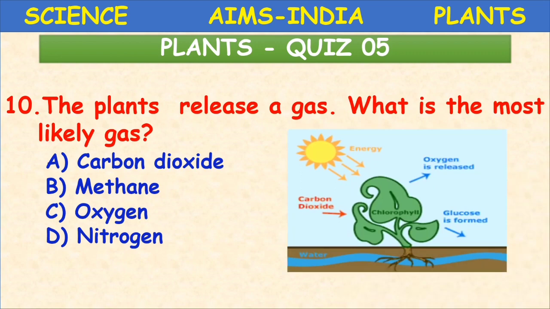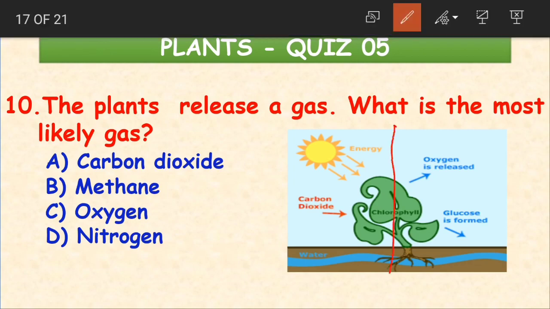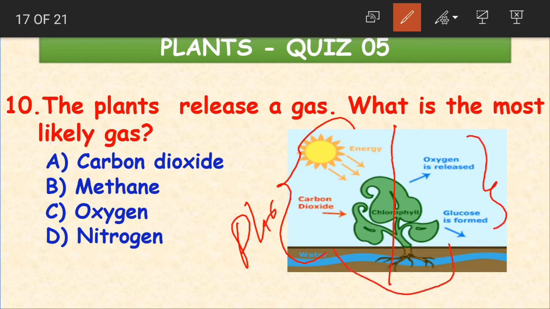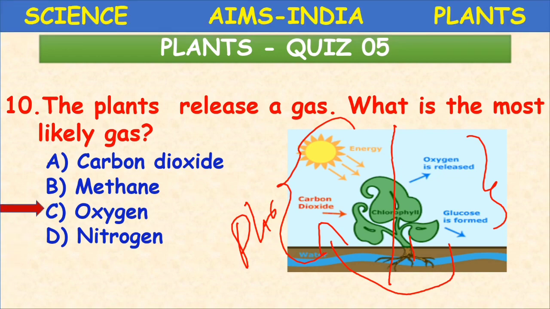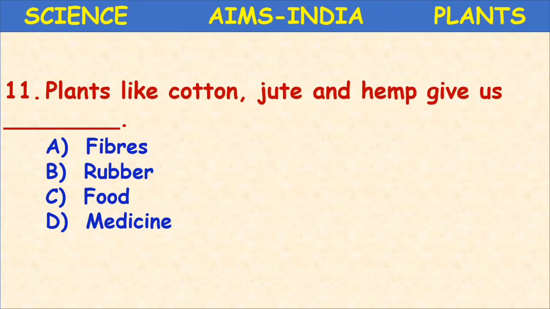Oxygen is released, glucose is formed. This side is the photosynthesis process, and this is the respiration process, to be very clear. Whatever you see here, water, carbon dioxide and energy, is photosynthesis. Again the cycle is going to repeat. Glucose with the help of oxygen gives energy to the plant. This is called respiration. So oxygen is the correct answer, option C. I am repeatedly explaining so that you get a clear picture of photosynthesis and respiration, because this is very important for you even in further classes.